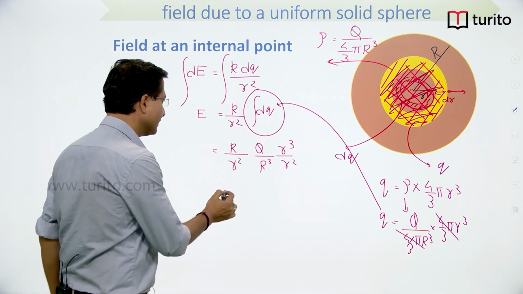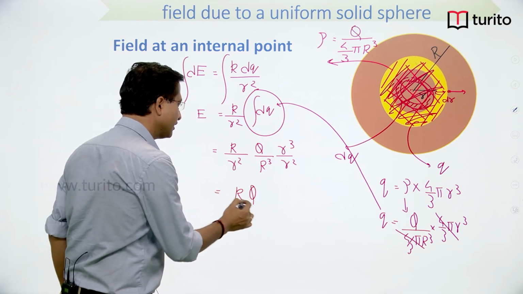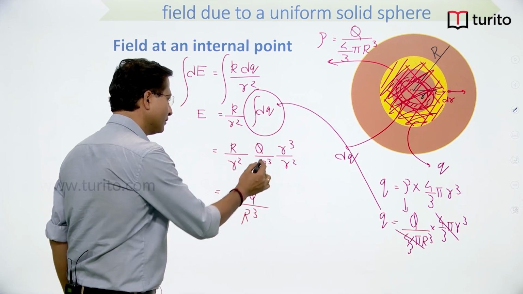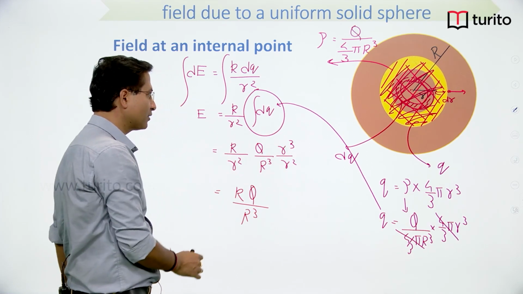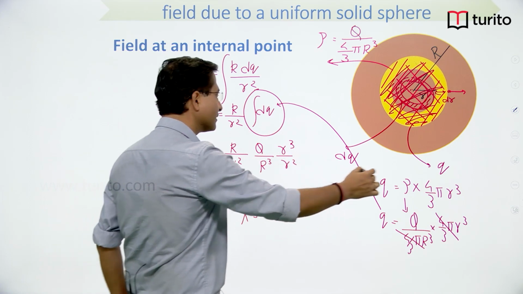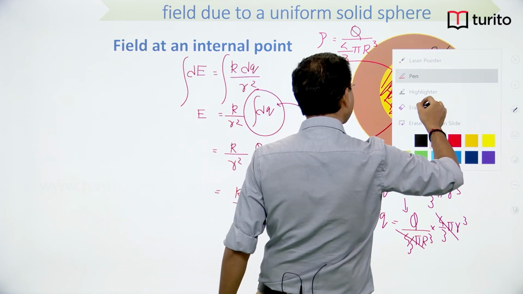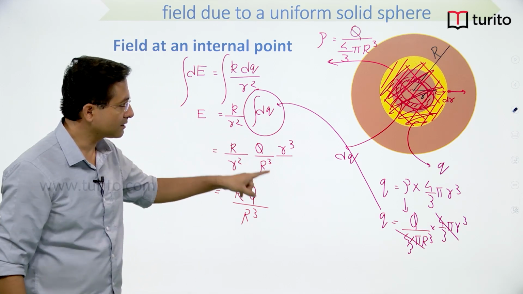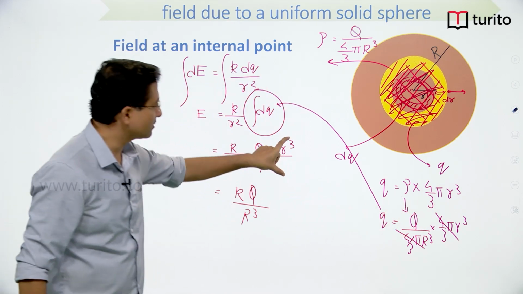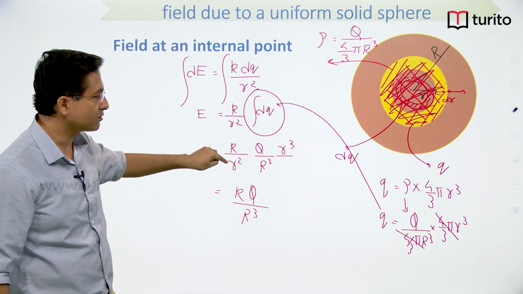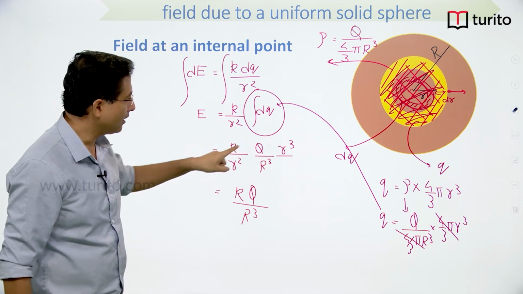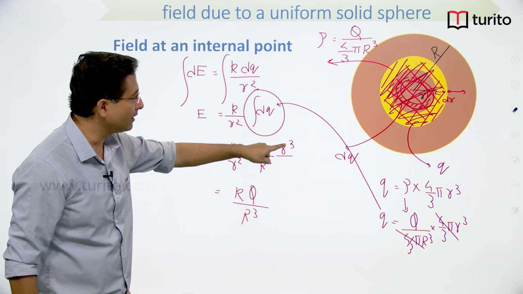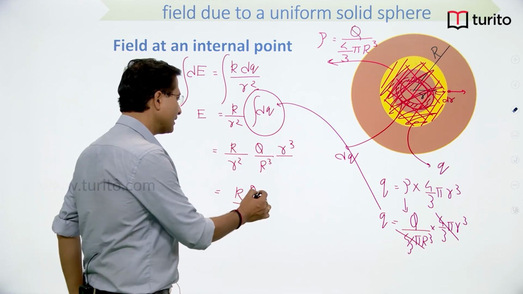If we simplify, then we will get KQ, this R square and this R cube, sorry, this is extra R I have written, right. I hope you are understanding. So this R square is this R square, when this R square gets cancelled out by R cube, only small r is left.